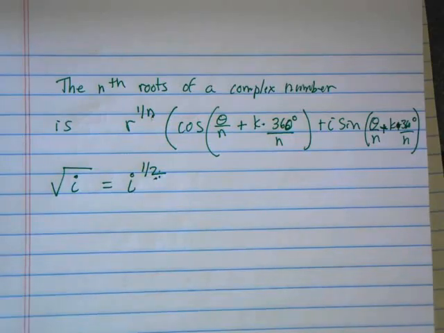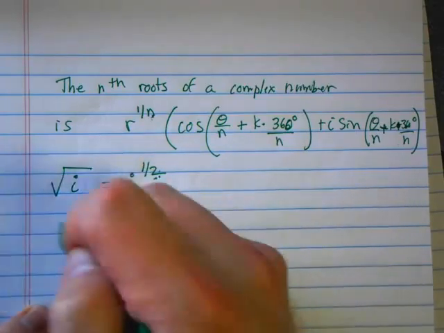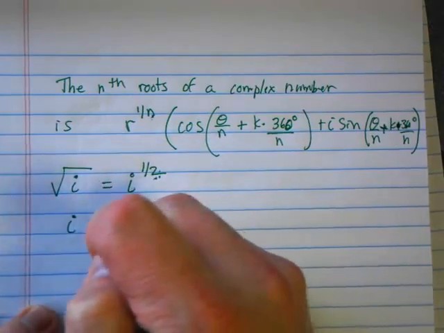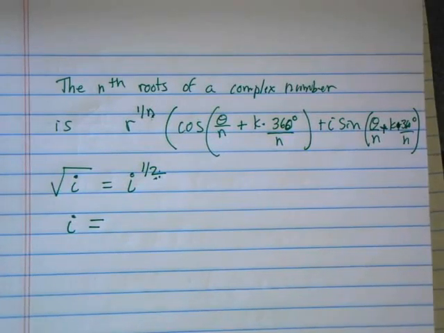How many answers do we get? If you take the square root of something, how many answers are there? 2. There's usually one positive and one negative. So how many answers should we get here? 2. We'll get 2 answers. All right. First thing I'm going to do is take I and convert it to trigonometric form.